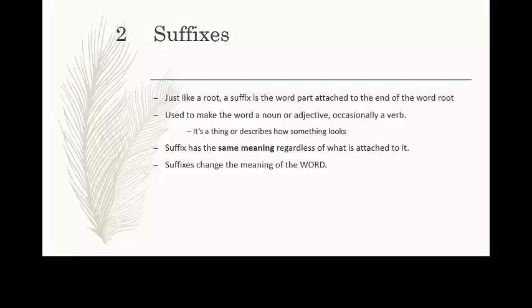Now, suffixes. Suffixes are the word part that goes at the end of a word. They make words nouns or adjectives. Sometimes a verb, but usually a noun or an adjective. It's a thing, or it's describing how something looks. Now, just like a root always means the same thing, no matter what pieces are attached to it, a suffix always means the same thing, no matter what is attached to it. So suffixes mean the same, but suffixes change the meaning of the word.